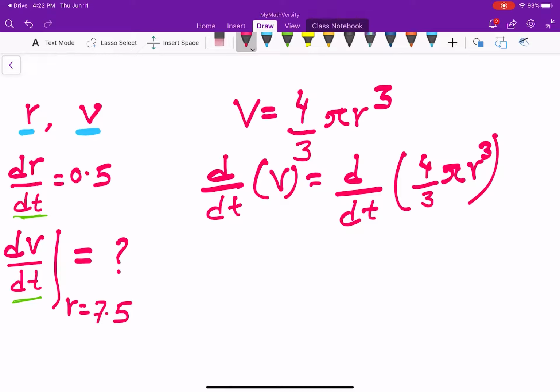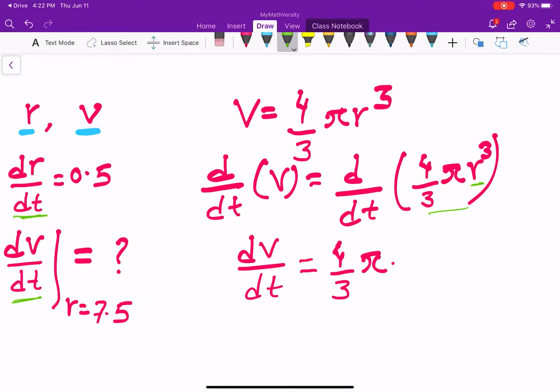All right, so on the left-hand side, we have the derivative of V with respect to t is equal to... how do we differentiate 4/3 pi r cubed? 4/3 pi is actually a constant, so we can take that out, right? And then multiply by the derivative of r cubed. That is what the constant multiple rule says, right?